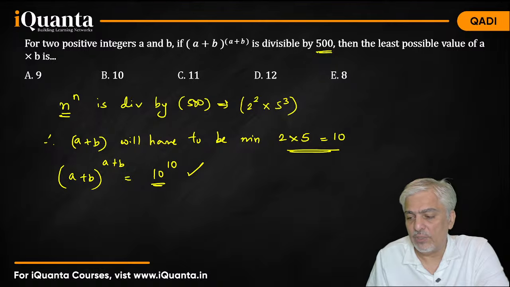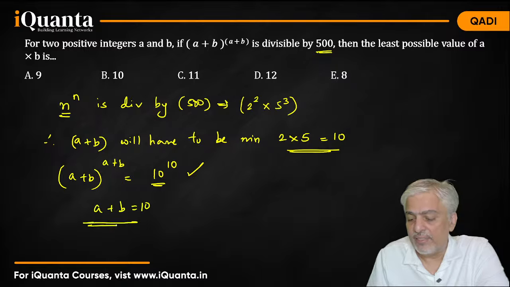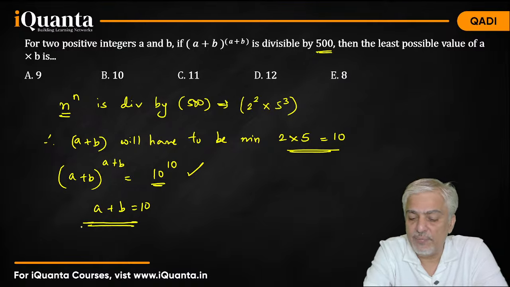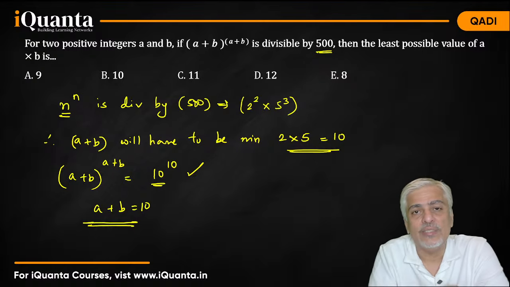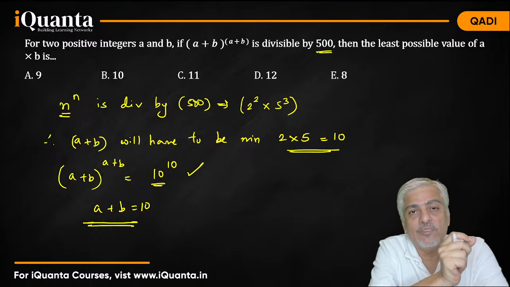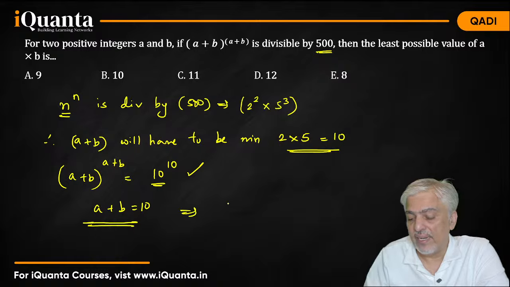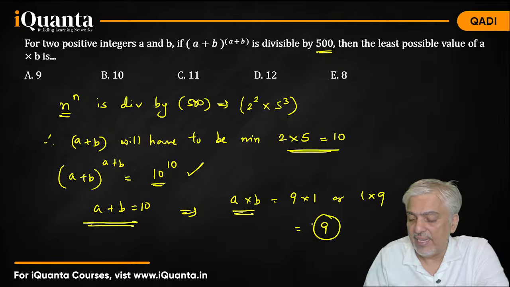Now the second part of the question, I know a plus b is 10 and I want to find the least possible value of a and b where they both are positive integers. So obviously when they are closest, it will be maximum. Suppose if they say maximize a multiplied by b, the answer would be 25. But because they have said minimize here, they will have to be as far as possible. So 9 into 1 or 1 into 9, whatever you do, answer will be 9, which is option A.